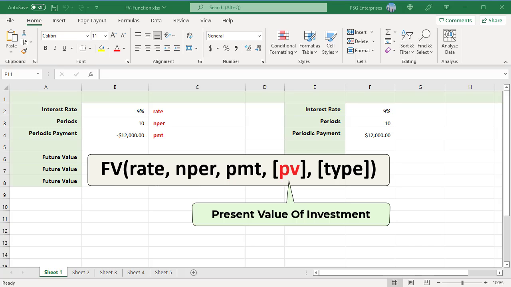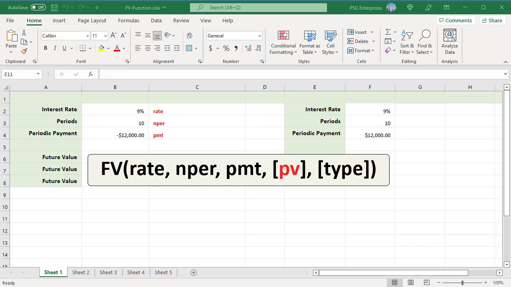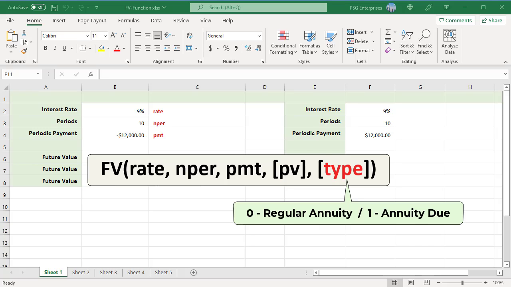PV, the present value of the investment, or the lump sum amount that a series of future payments is worth right now. If PV is omitted, it is assumed to be zero and you must include the PMT argument. Type, the number 0 or 1, indicates when payments are due. 0 or omitted, regular annuity where payments are made at the end of a period. 1, annuity due where payments are made at the beginning of a period.